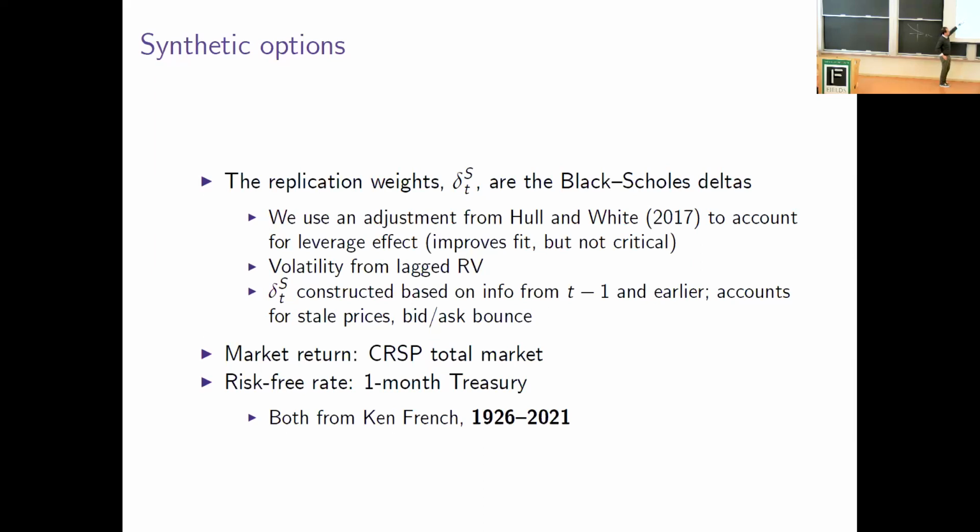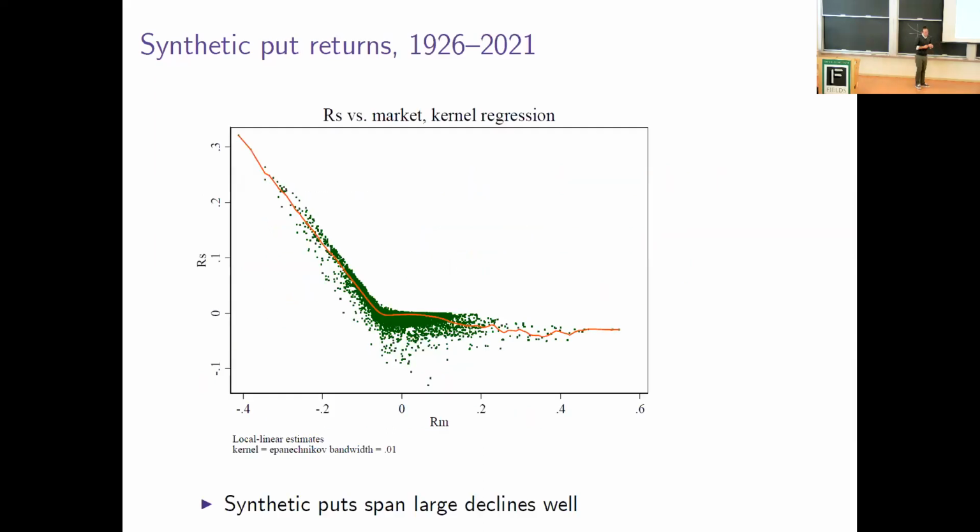For the market return, we use the CRSP total market. The risk-free rate is just from Ken French. It's the 1-month treasury. Both of them we can do from 1926 to 2021. That is one of the nice things about synthetic options, is you have a ton of data. On some level, that's where this started, is that for true options, we only go back to the 80s. The synthetic options, we can go much, much further and ask what they did in that whole period.